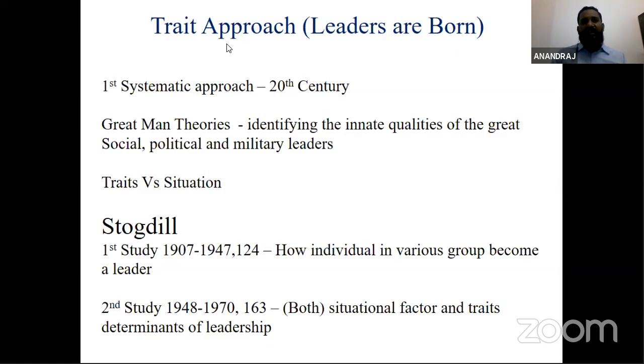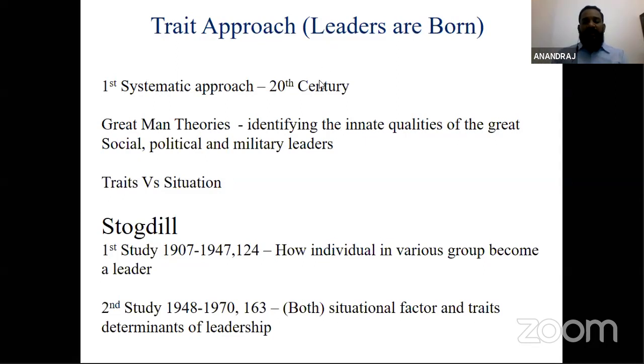In that particular study, he says people who have traits cannot be leaders under all situations. He says situations can change leaders. Traits and situation do not go hand in hand. That's what he found out in the first study. Again, in the second study, between 1948 and 1970, among 163 leaders, he identified around 10 different traits, and found that both traits and situations merged. Both are important, trait as well as situation.